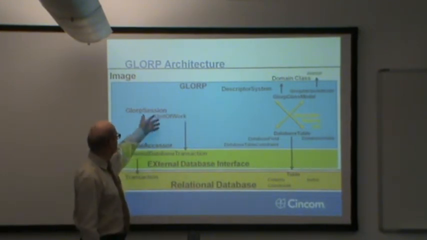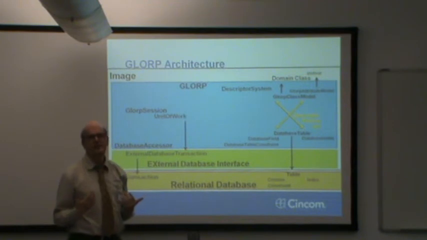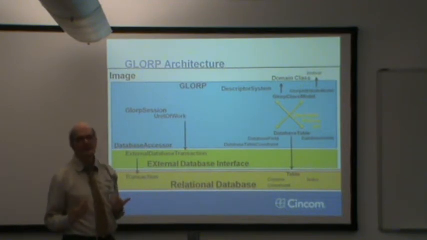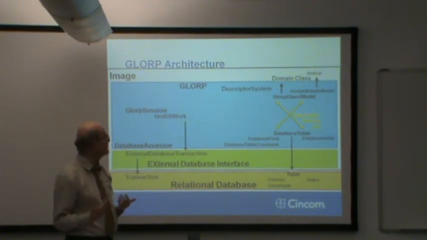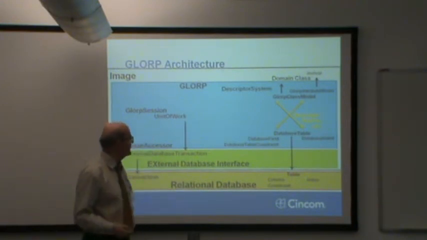So Glorp has a thing called unit of work, whose job is to keep the image and the database in sync with regard to transactions, which we will cover later. So much for what's on the left of this diagram.